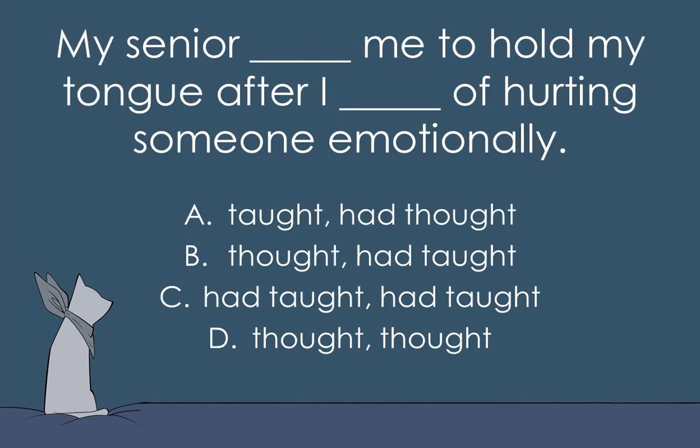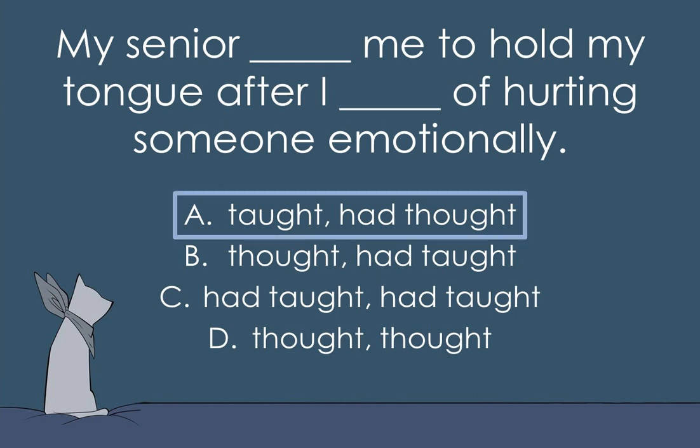Number 8. My senior blanked me to hold my tongue after I blank of hurting someone emotionally. In this sentence, we know that the second blank happened first before the other one. Therefore, letter D is already out of the choices. Now we are left with letter A, B, and C. Letters B and C cannot be the correct answers as well because the words "had thought" do not fit the sentence. Therefore, the answer for this item is letter A.